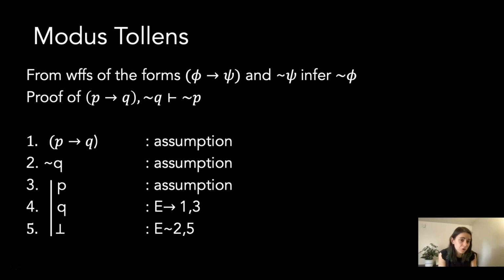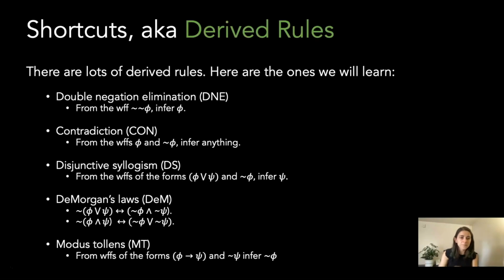And then I notice that I have a contradiction. So I have negation Q on line 2 and Q on line 4. So I can write bot, eliminating the negation on lines 2 and 5. So I derived a contradiction inside of my sub-proof, which means that the hypothesis for that sub-proof was incorrect. So I can conclude negation P by the introduction of a negation. So what I've shown is that if P implies Q and I don't have Q, then I don't have P either. Okay, so here's the full list of shortcuts or derived rules that we'll be using for this class.